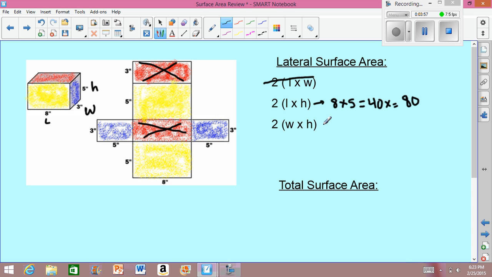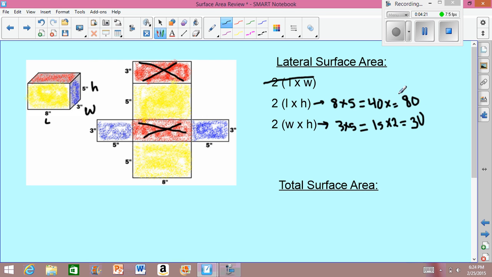Then I have 2 rectangles that are going to be width and height. So my width and height are 3 by 5. Those are my blue rectangles. So I have 3 times 5, and that gives me 15 for one blue rectangle. But I have 2 blue rectangles for a total of 30.